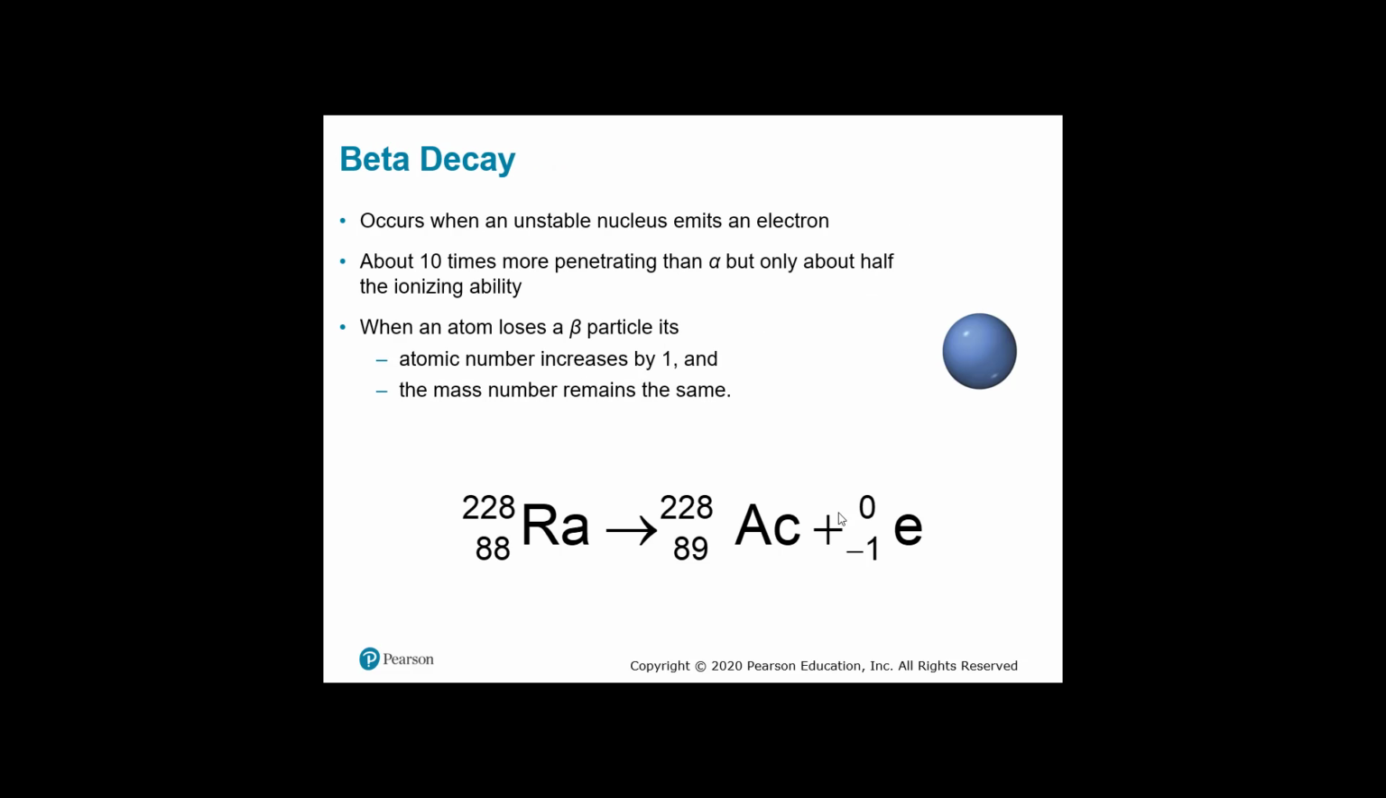And now we're dealing with beta decay. Beta decay is when a neutron becomes a proton by ejecting an electron. That's what we call a beta particle. So the mass number does not change, but the atomic number increases by 1. It's about 10 times more penetrating than alpha, and I have a picture to show all this. The atomic number increases by 1. You can see it goes from 88 to 89, and the mass number remains the same. So that's what this represents.